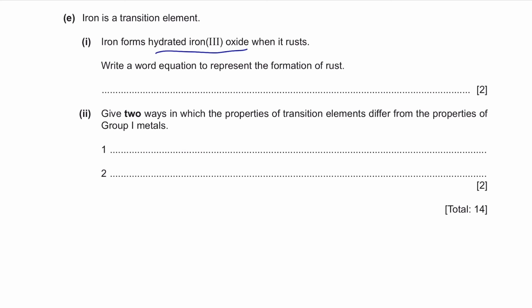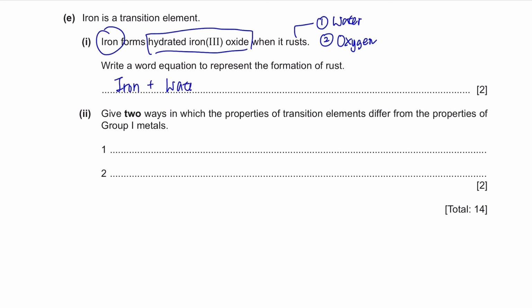Well, you have to know that for a substance to rust, they need two things. First one is water, and second one is oxygen, air. So for iron to rust, to become hydrated iron trioxide, it will have to react with water and oxygen. And since you're just writing a word equation, you can write iron plus water plus oxygen gives iron trioxide. And that's it.